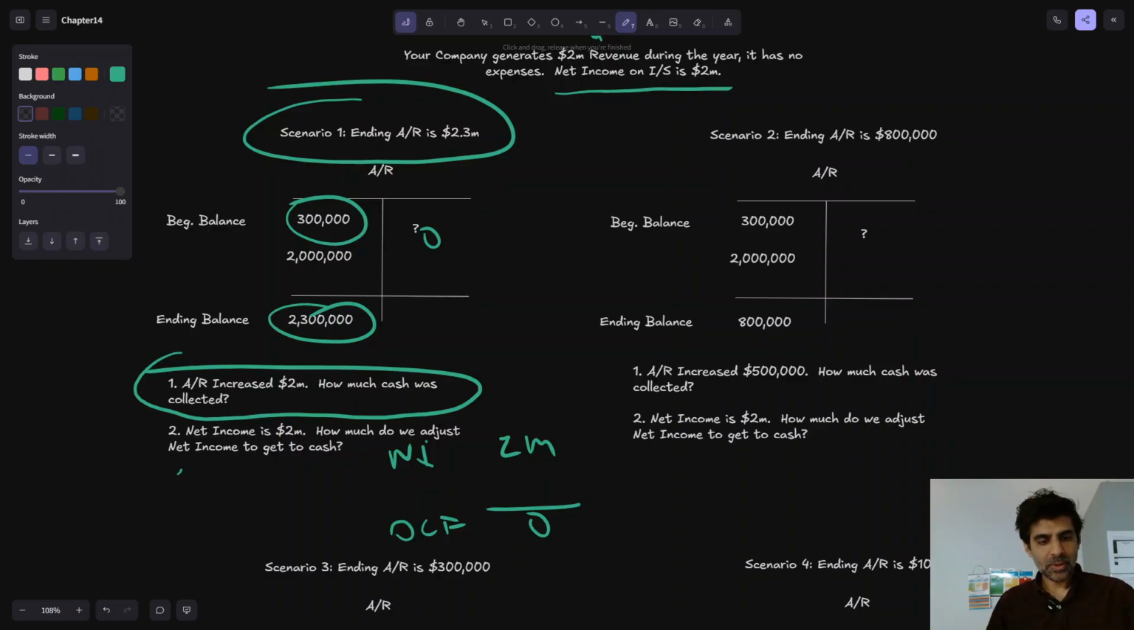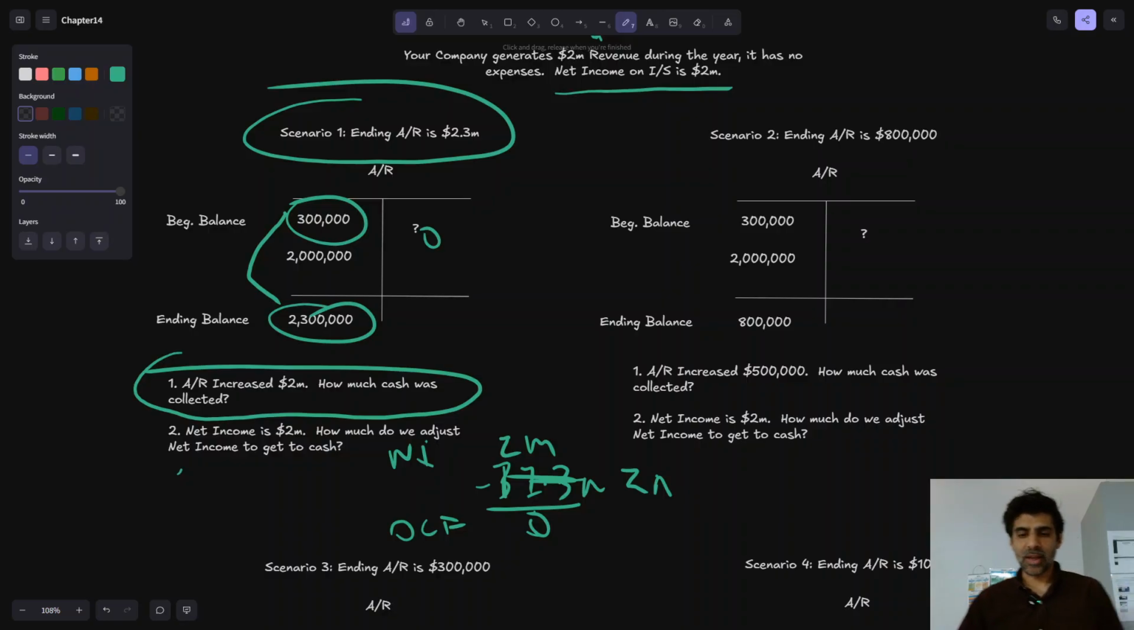So if I do 2.3 million, then I will have a negative 300,000. Are you sure? It's only the change. I went from 300,000 to 2.3 million, which is a change of 2 million. That is my negative adjustment. So this is going to be just negative 2 million, and that will give me my zero cash flow.